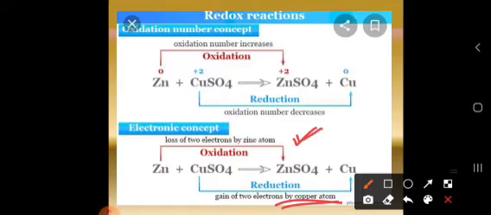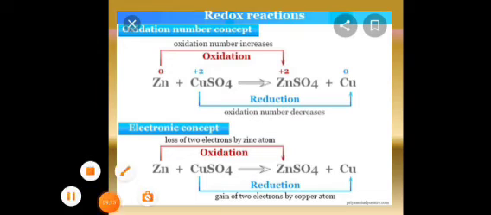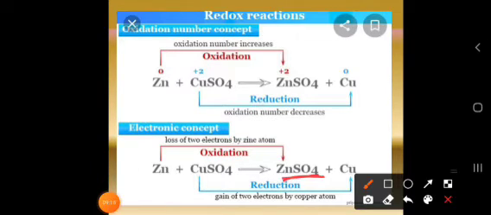Once again I am explaining here. Copper was previously combined with the sulfate. Now this Zn is going to combine with the sulfate, making the bond formation between Zn and SO4, so zinc sulfate. In this way, the copper is going to gain its 2 electrons. So this is considered a reduction. So what are the terms here? Loss of electrons is considered an oxidation reaction, and gaining of electrons is considered a reduction reaction. Okay dear students, now let's go for the next concept.